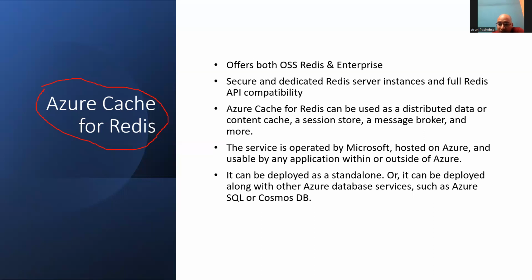So if we need to dig a little bit more into Azure Cache for Redis, let's see what all things it offers along with the basic caching functionality, of course. I have filtered out a few points from the documentation, and let's go one by one. Azure Cache for Redis offers both OSS Redis, which is open source, and Enterprise, which is a commercial product from Redis Inc. We can have both when we choose Azure Cache for Redis. It provides secure and dedicated Redis server instances and full Redis API compatibility. These are the features of Azure Cache for Redis.